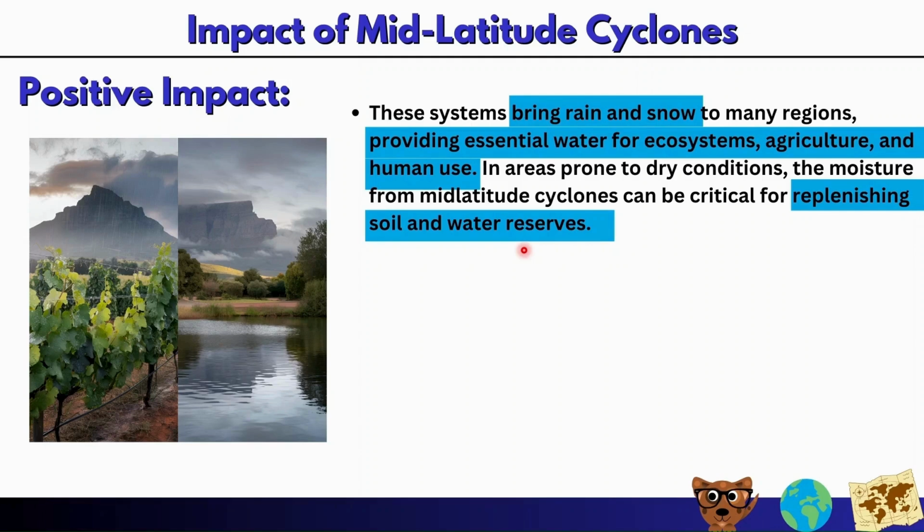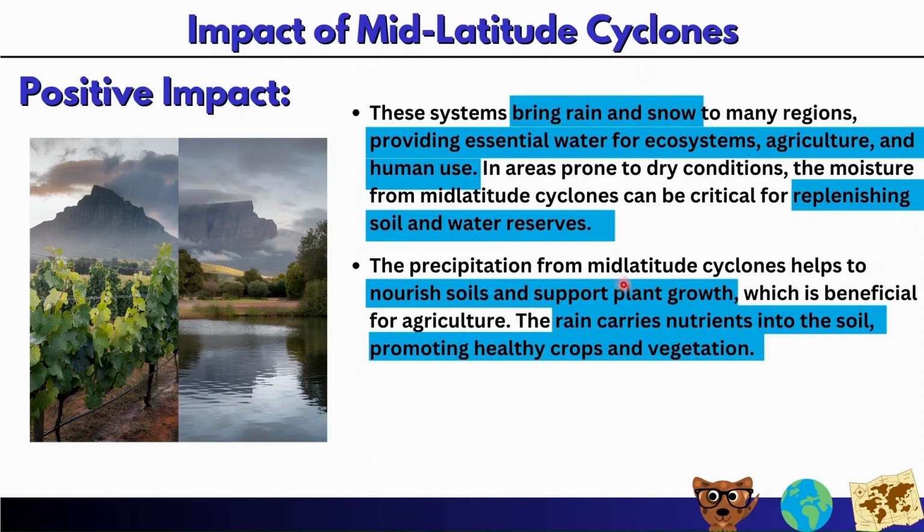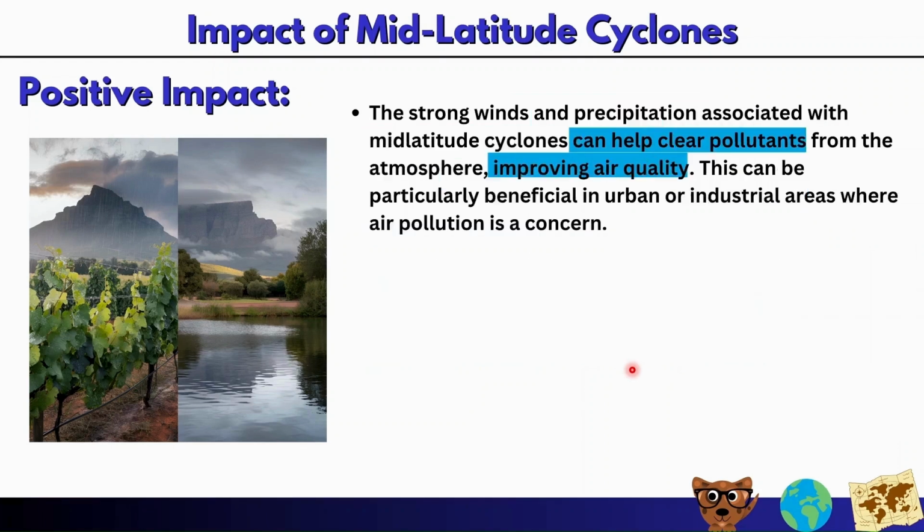This will help them with their livestock, it will help them with their agriculture and plants. So this water that is brought in the form of rain from a mid-latitude cyclone, it will bring much needed relief to everyone in that area. The precipitation from mid-latitude cyclones helps to nourish soils and support plant growth, which is beneficial for agriculture. The rain carries nutrients into the soil, promoting healthy crops and vegetation. Right, that's just another point supporting the benefit of the rain that is brought with the mid-latitude cyclone.